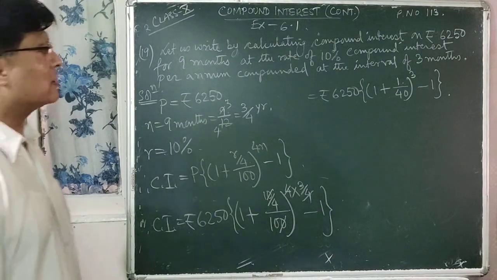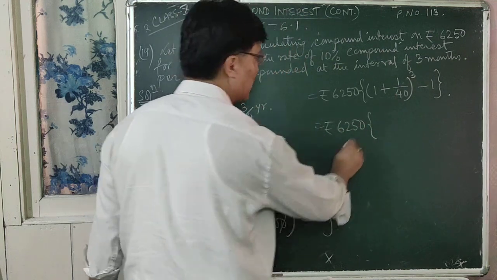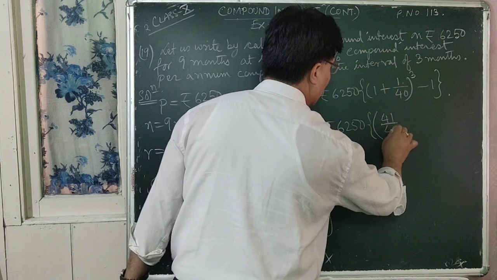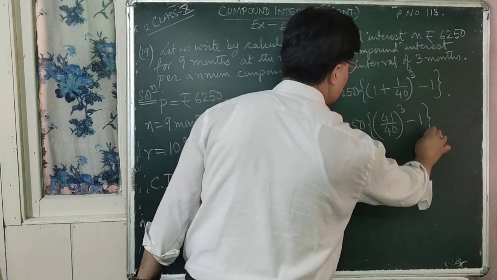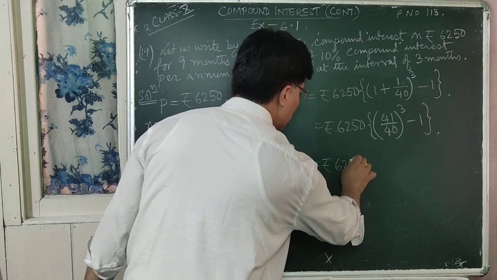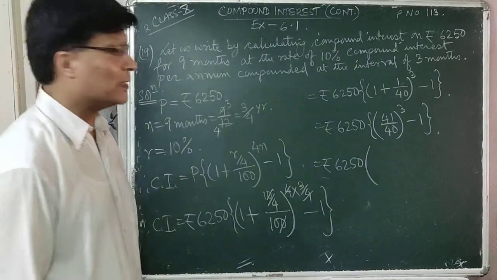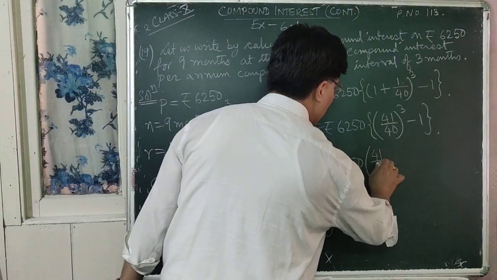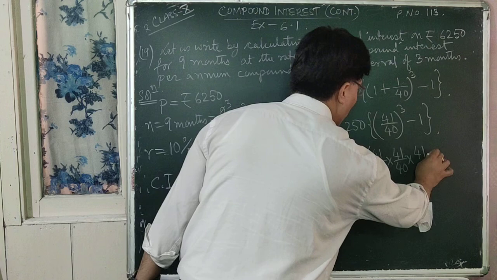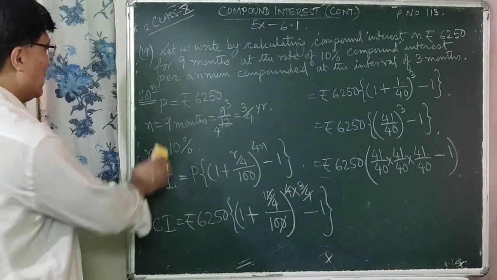Is that clear? Now let us simplify it. It is equal to rupees 6250 within second bracket, 41s are 40 plus 1, 41. 41 by 40 whole cube minus 1. Second bracket is closed. Okay. So which is equal to rupees 6250. Now within the bracket, this 41 by 40 is multiplied thrice. That is 41 by 40 into 41 by 40 into 41 by 40, then write down minus 1. Okay. Now let us simplify.